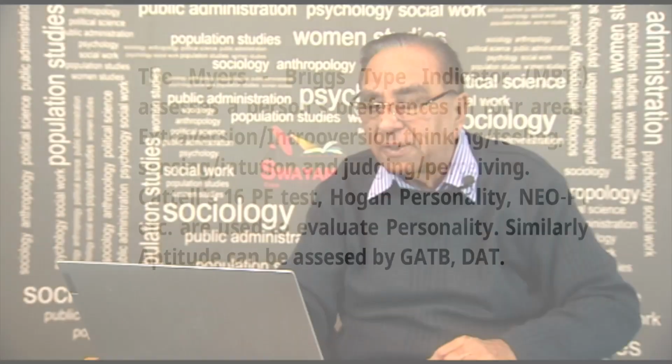For example, in an organization, accidents are happening more. Now, what is in the personality of the individuals who are more accident prone? So, we can determine tests and know the proneness towards accidents.